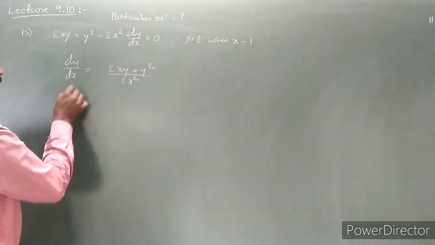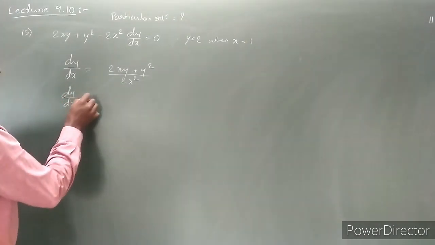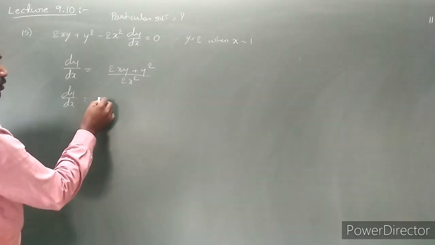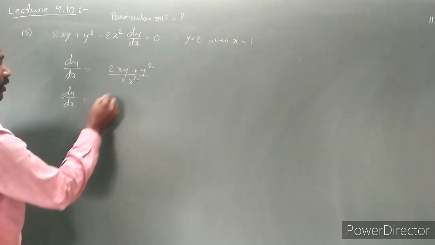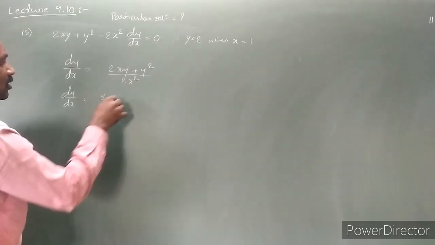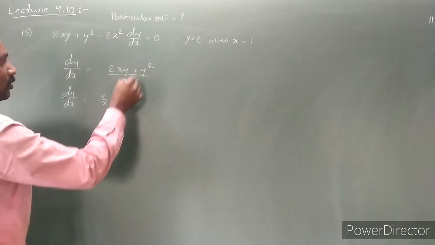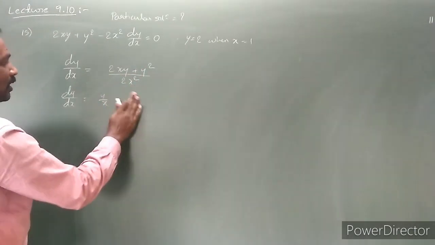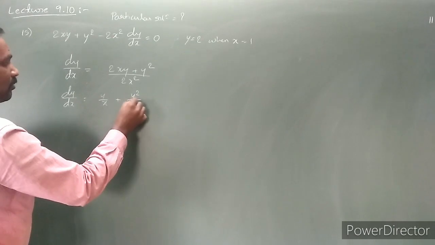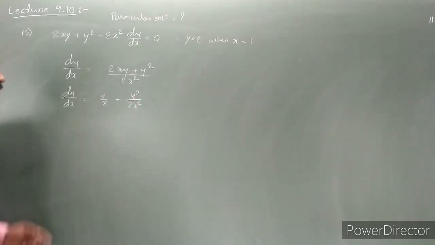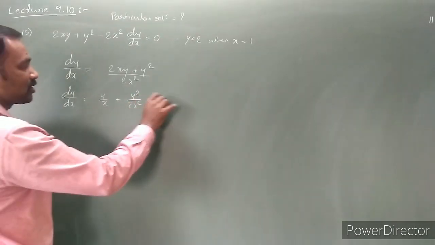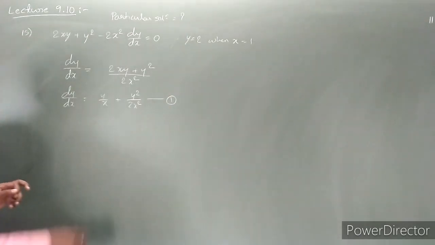We can separate the terms. How do you separate the terms? dy by dx is equal to 2xy divided by 2x square. That means 2x will cancel, y divided by x, plus y square divided by 2x square. Okay, now this is the differential equation. I just call it equation number 1.